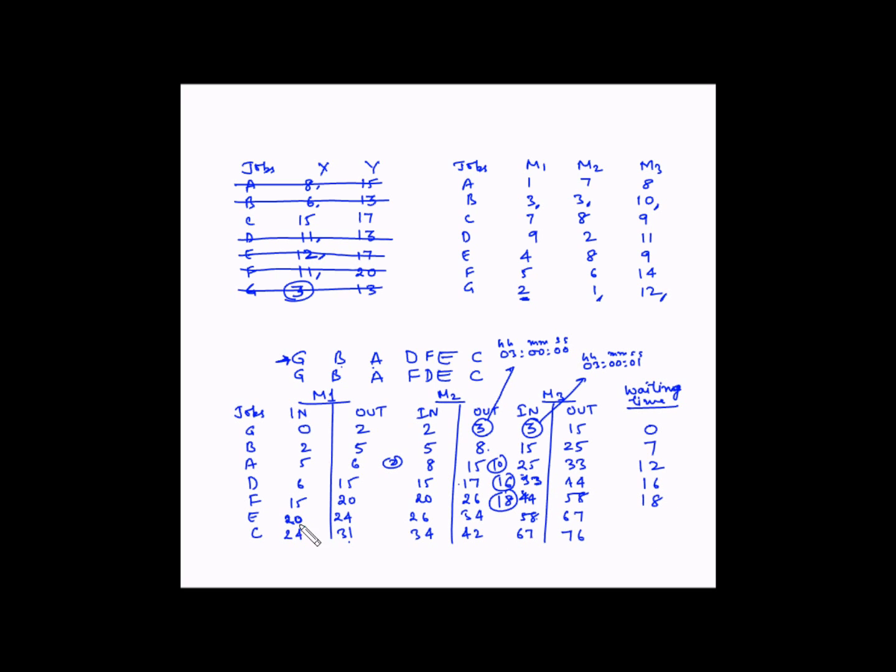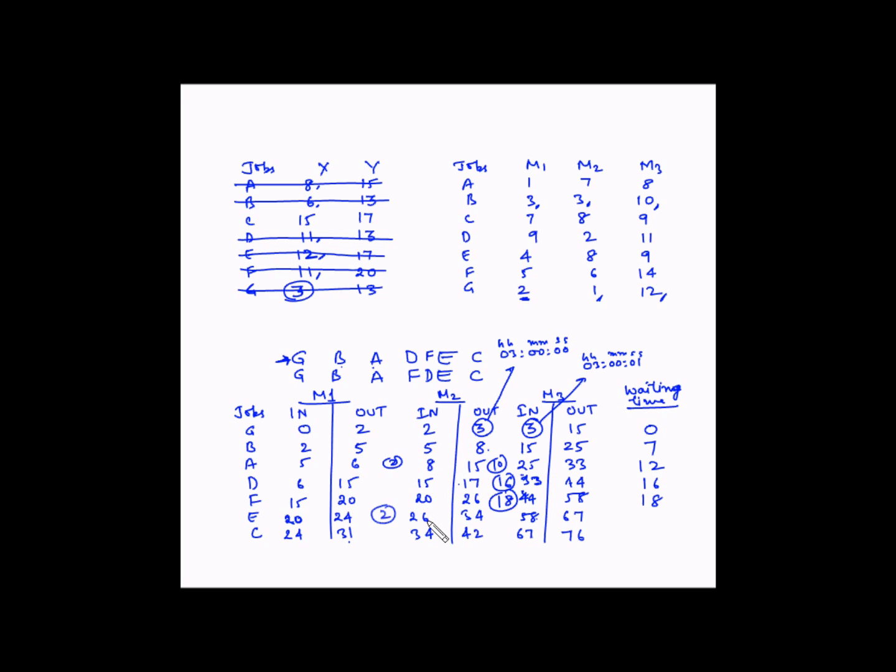For E, it goes into M1 on the 20th hour, comes out of M1 on the 24th hour, goes into M2 on the 26th hour. Alright, so there is a waiting time of 2, which is 26 minus 24. So 2 hours between M1 and M2 for job E.